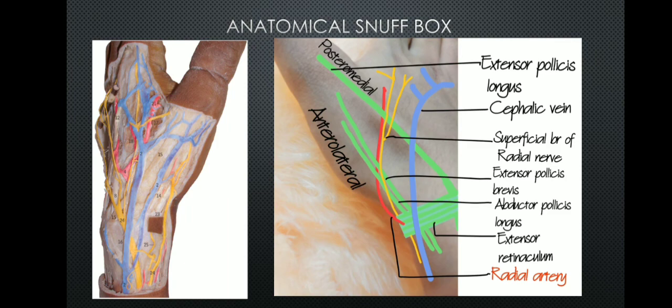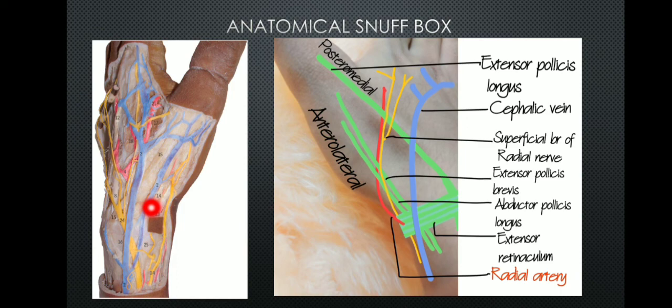Now moving on to the anatomical snuff box. The anatomical snuff box is a triangular depression along the dorsal aspect of the wrist, along the lateral side of the wrist and dorsal aspect of the thumb when the thumb is completely extended. It is bounded anteriorly. As you could see, this is the anatomical snuff box. Hope the hand is properly extended, where this is the cephalic vein, you could see here.